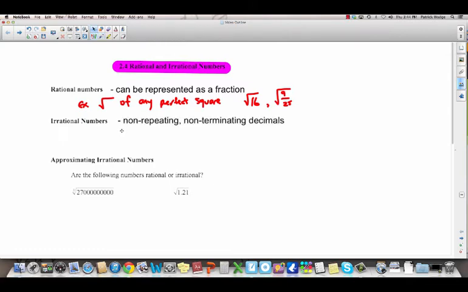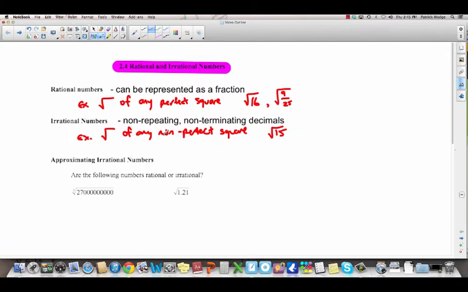Irrational numbers are decimals that are non-repeating, non-terminating. Remember, they go on and on forever, but they don't repeat. Relating it to radicals, an example is the square root of any non-perfect square, or the cube root of any non-perfect cube. For example, the square root of 15. What's the square root of 15? I don't know, 4 point something, but I don't know exactly what it is.